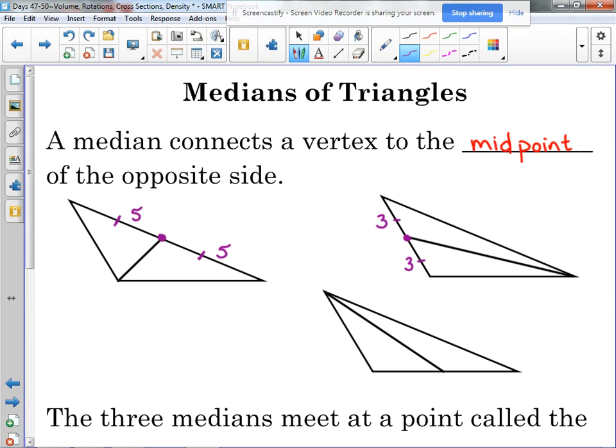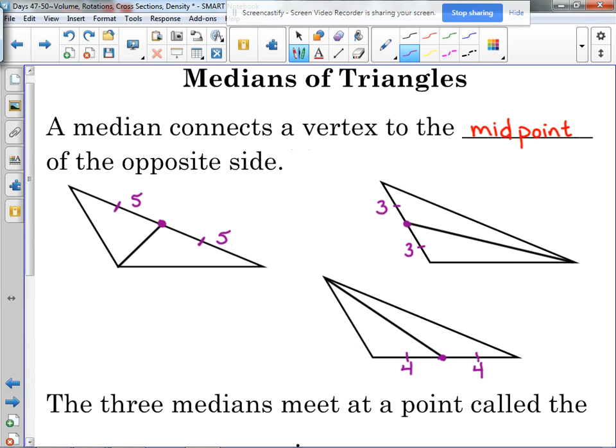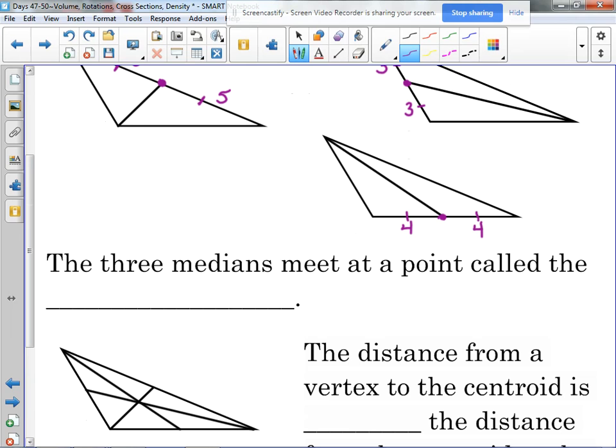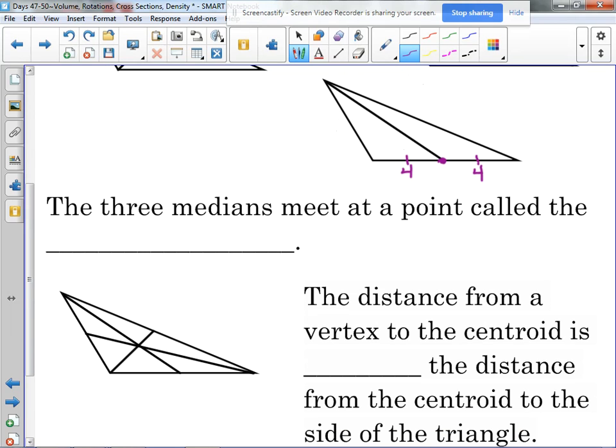Okay, I know it doesn't look like it, but these are all three the same triangle. They look a little weird when you put those medians in there. But then this third one, those two segments are the same. Let's say that they are 4 units each.